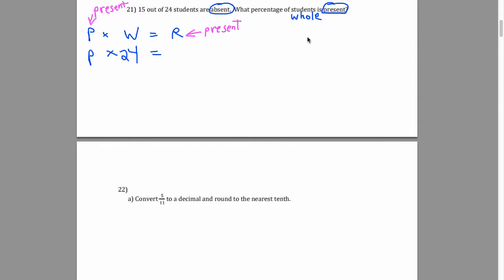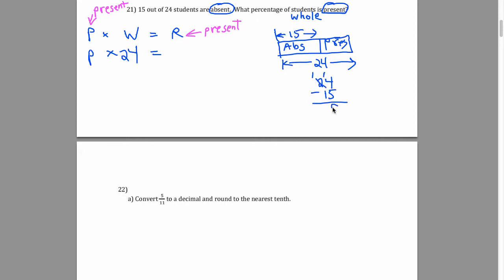Well, if there are 24 students in all, and 15 of them are absent, then we can determine how many are present simply by subtracting. So 24, take away the number of students absent, 15. Let's see, 4 take away 5, you cannot do that, so we'll borrow, and we get 14 take away 5 is 9. So the number of students present turns out to be 9. That's what we're going to plug in over here. We're going to plug in 9.